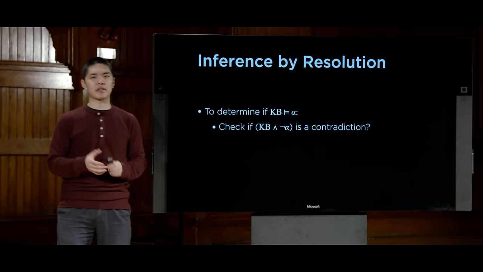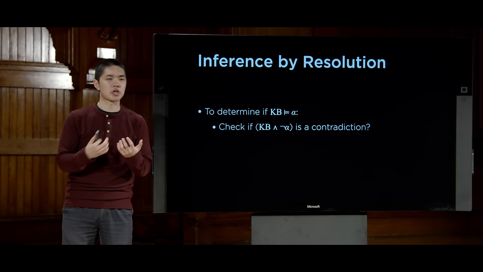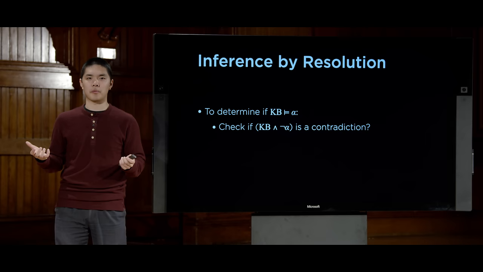If I want to prove that something is true, I can do so by first assuming that it is false and showing that it leads to some contradiction. And if the thing I'm trying to prove, when I assume it's false, leads to a contradiction, then it must be true. That's the logical idea behind a proof by contradiction. And that's what we're going to do here.